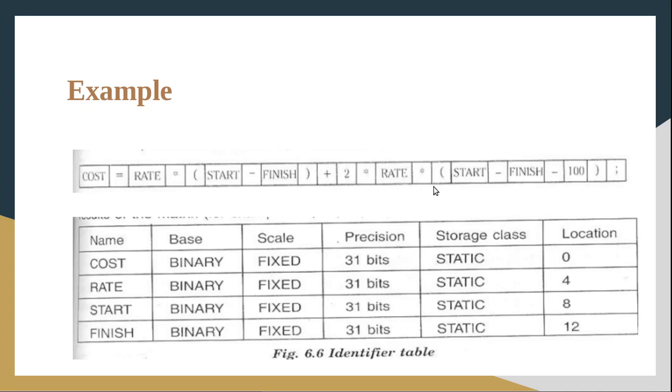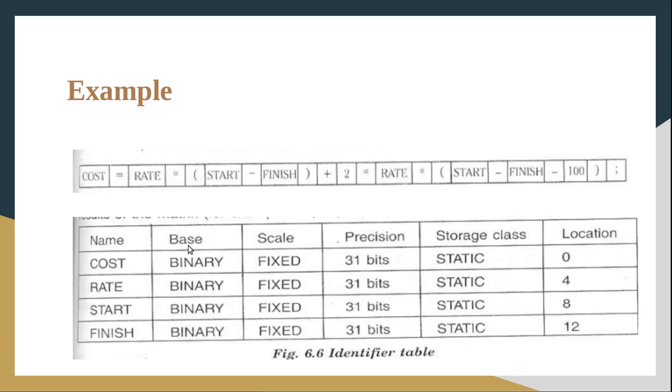So this is our assignment statement, and this is the identifier table created in the lexical analysis phase. In the lexical analysis phase, it will add only the names of the variables. What are the names of the variables? Cost, rate, start, finish. These are the variables. Then in the semantic analysis phase, it will add 3 more pieces of information: base, scale, precision.